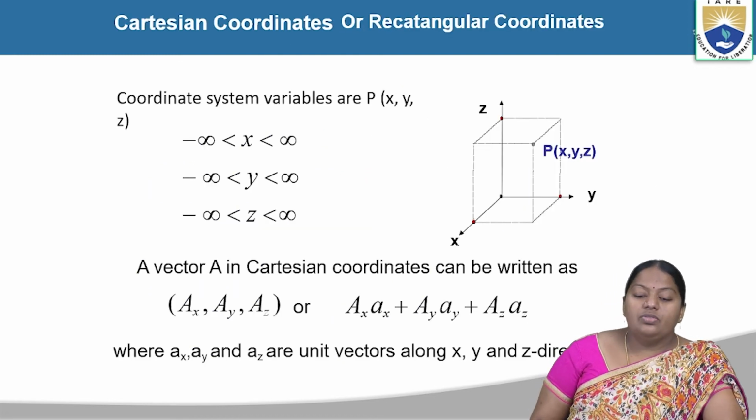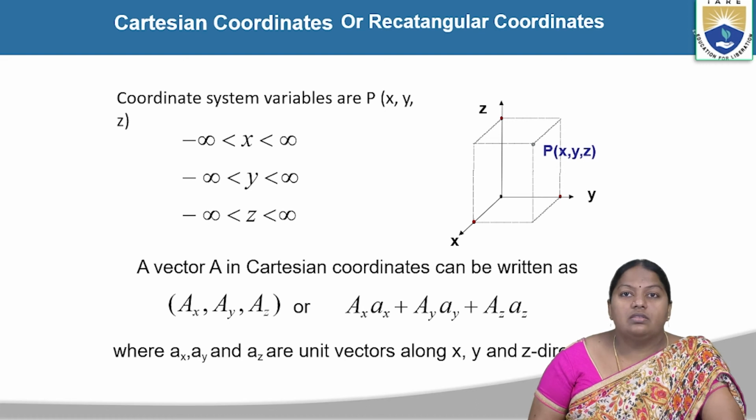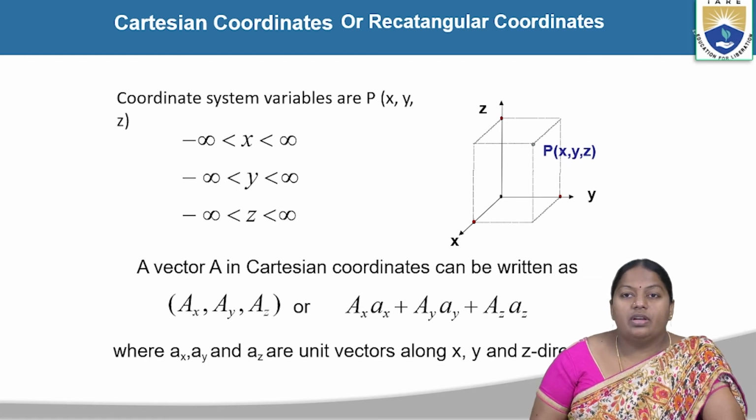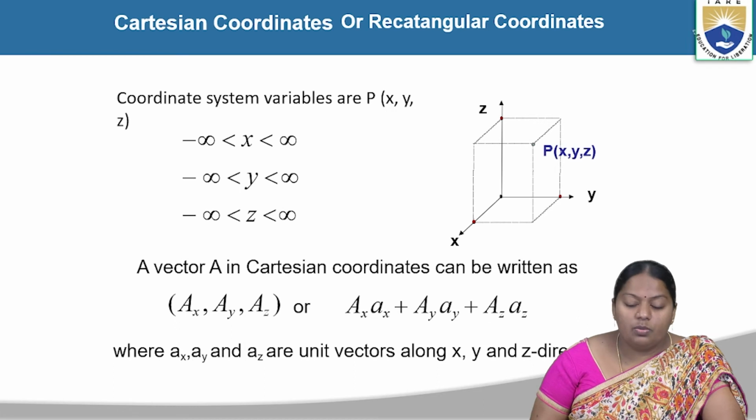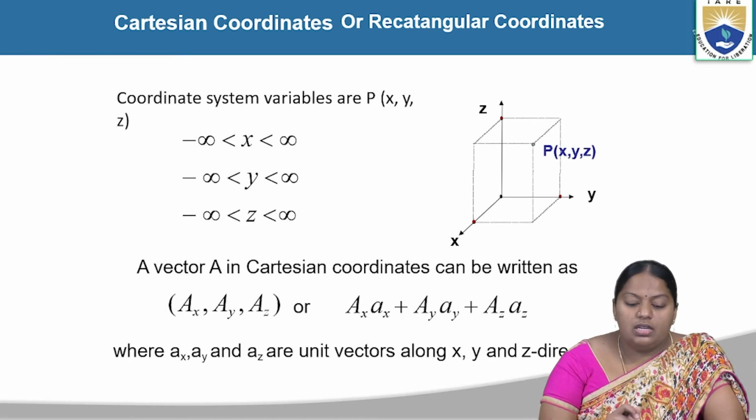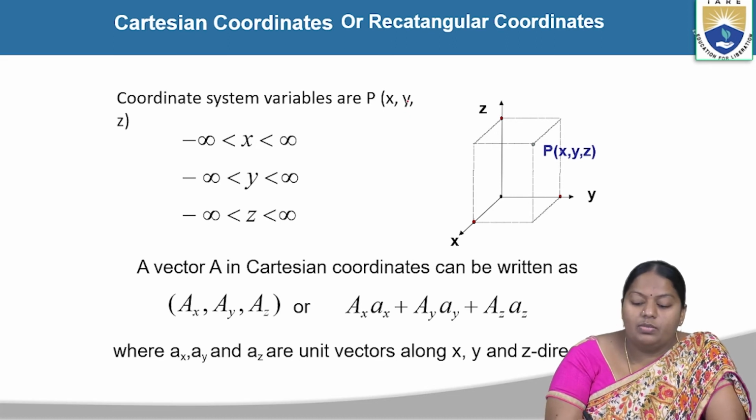Next, coming to the representation of coordinate system variables and their ranges, along with how we represent the unit vectors and the vector representations. Then we'll see the transformations from one type of coordinate system into another. So here, firstly, the coordinate system variables are P of x comma y comma z.